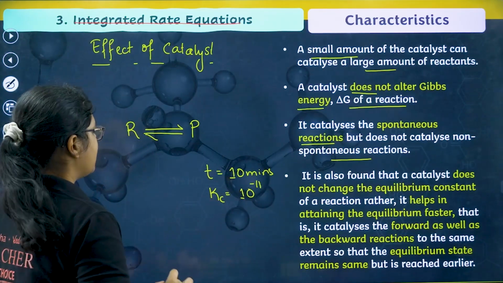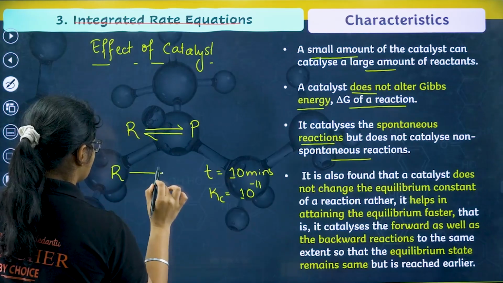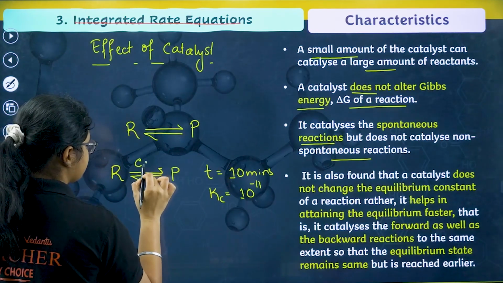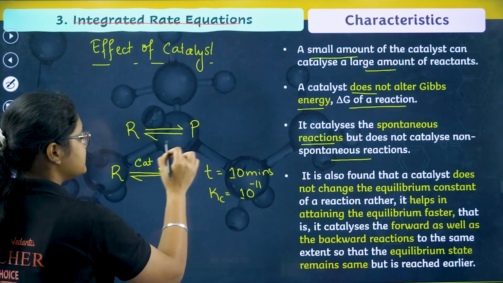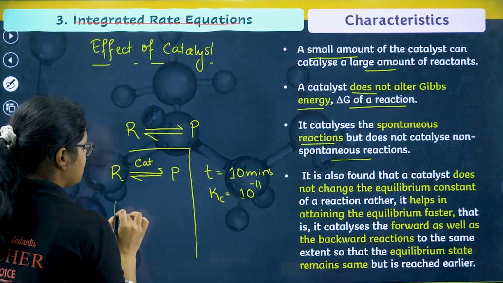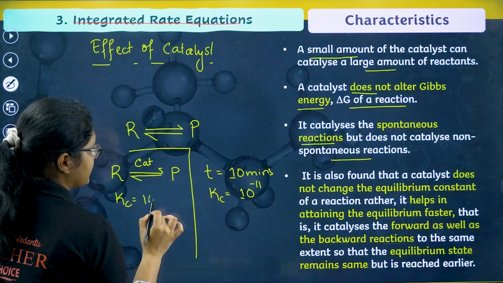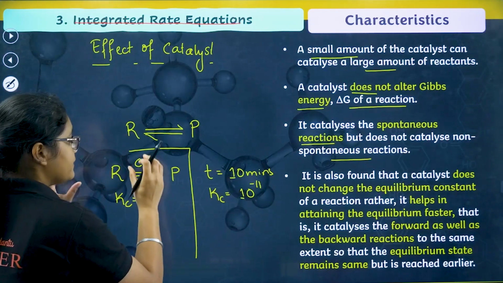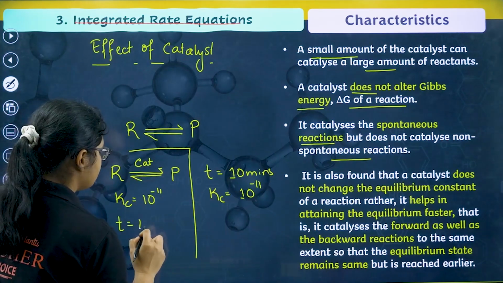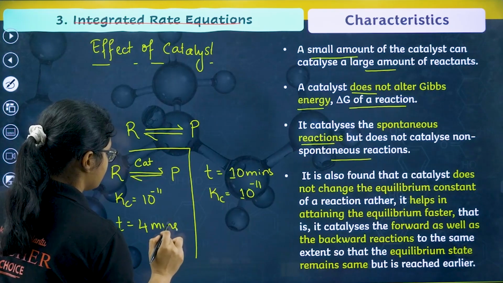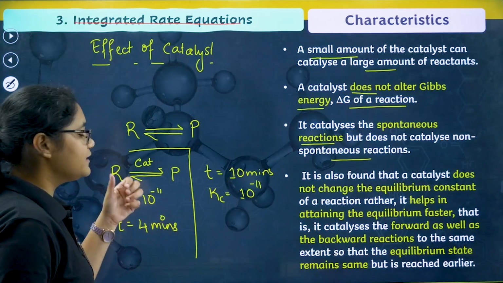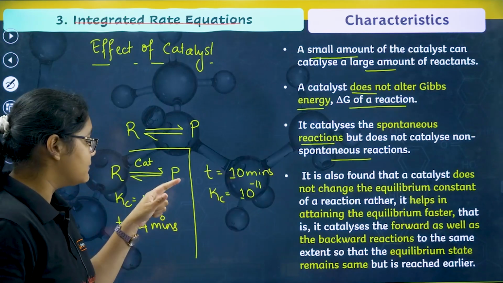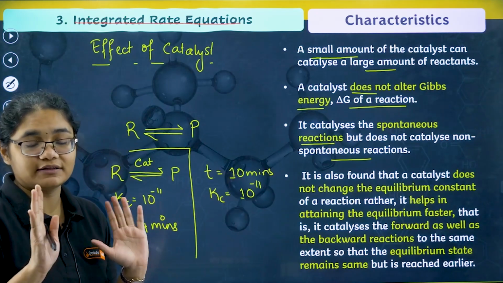Okay. Now for the same reaction, I added a catalyst here. Now what changes can you observe? You will observe that the Kc value is still 10 to the power of minus 11. The Kc value is not changed, but this equilibrium was attained in 4 minutes. So what does a catalyst do? It helps to attain the equilibrium faster, but the equilibrium constant value does not change.